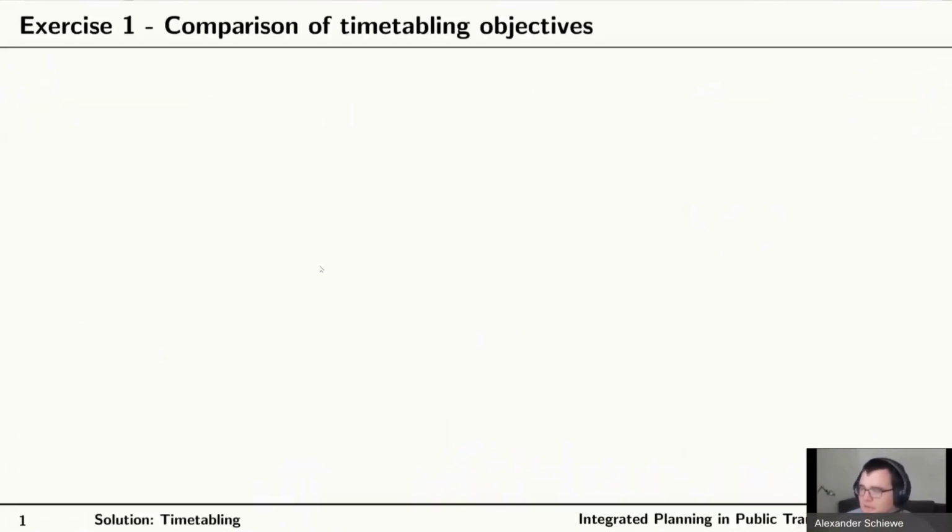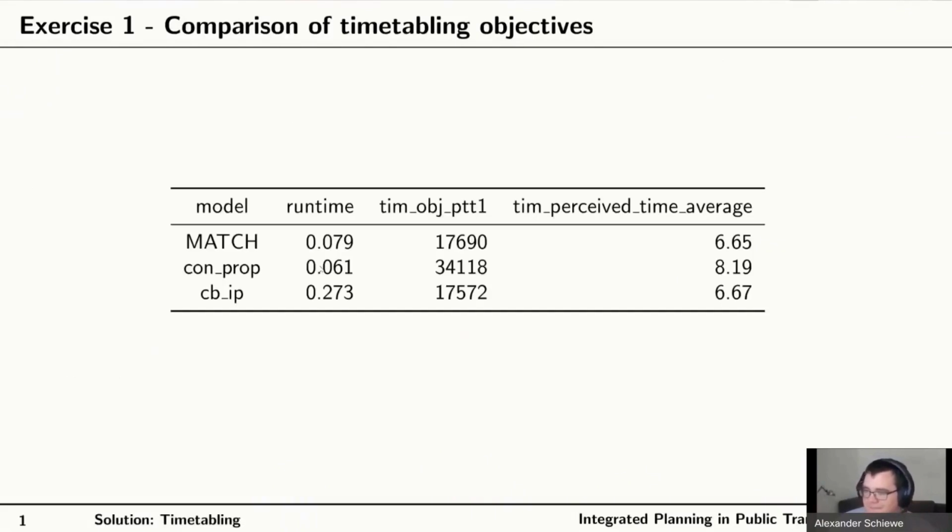So first of all, the timetabling objectives. Again, I've just put here my values that I got, and we see that the conprop, so the heuristic constraint propagation, is the fastest one, but gets the worst results. A little bit better is match, but it's still quite nearly as fast. And then only a little bit better is the cycle-based IP. So that's the IP based on cycle bases that Anita mentioned in her talk.